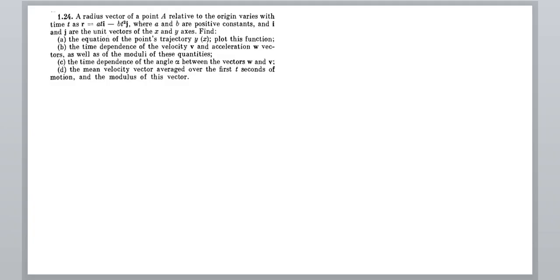Plot this function. B part, the time dependence of the velocity v vector and acceleration w vectors as well as of the moduli of these quantities. C part, the time dependence of the angle alpha between the vectors w and v. And D, the last part, is the mean velocity vector averaged over the first t seconds of the motion and the modulus of this vector.